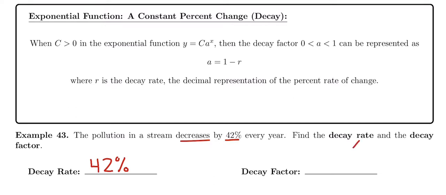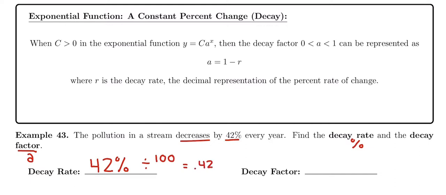So the rate is the percent, but the factor that we need to use in the formula is not a percent. So we'd want to change that decay rate of 42% to being our a for the y equals c times a formula. So just in practice getting a, the decay factor, well, first of all, we want to divide by 100 to make it so it's not a percent anymore, which is going to give us 0.42.